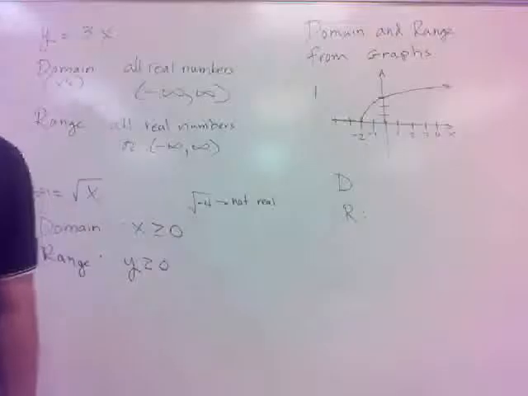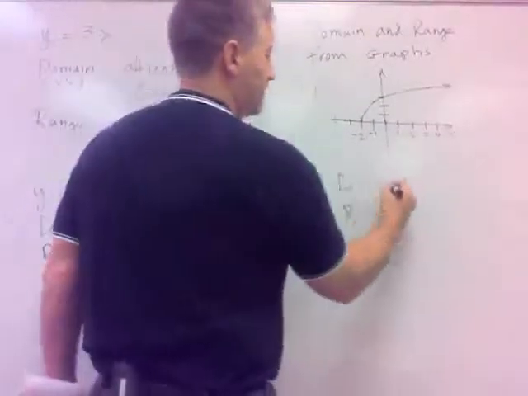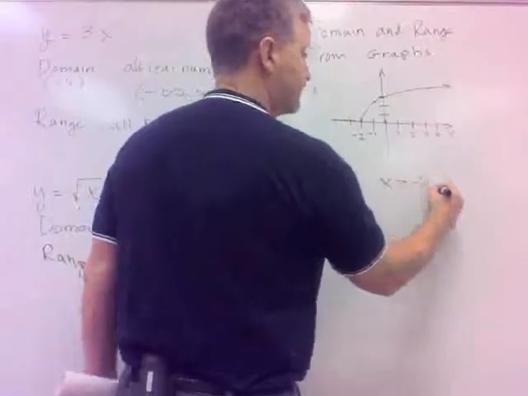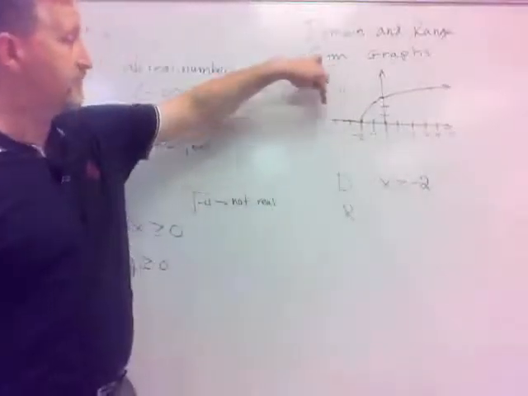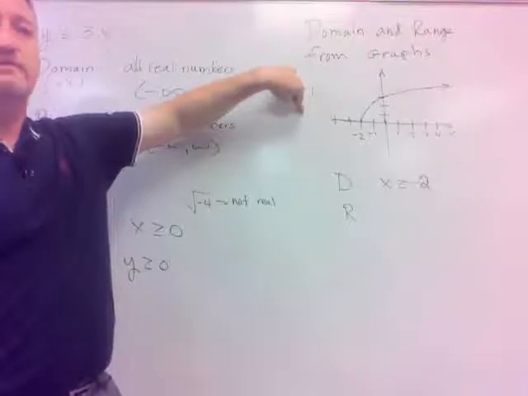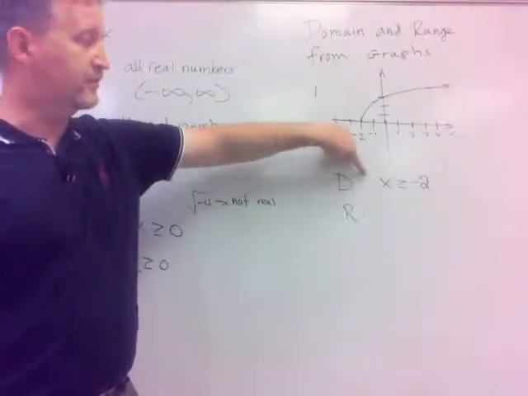What is not a part of the domain here? Anything below -2. That's right. So doesn't x have to be something greater than or equal to -2? You with me on that? Because I don't have any x values -3, -4, -5. Okay? So x has to be greater than or equal to -2.